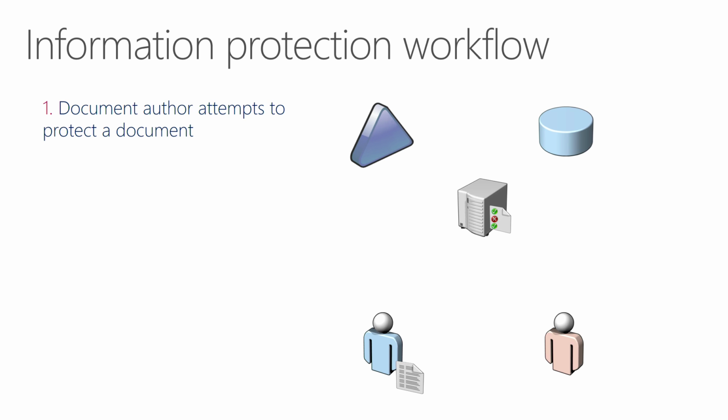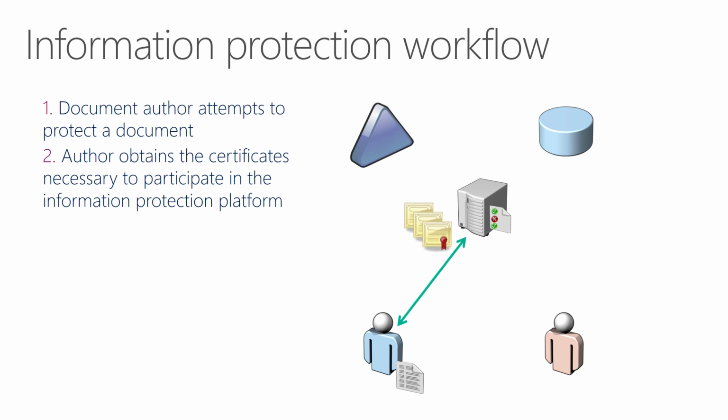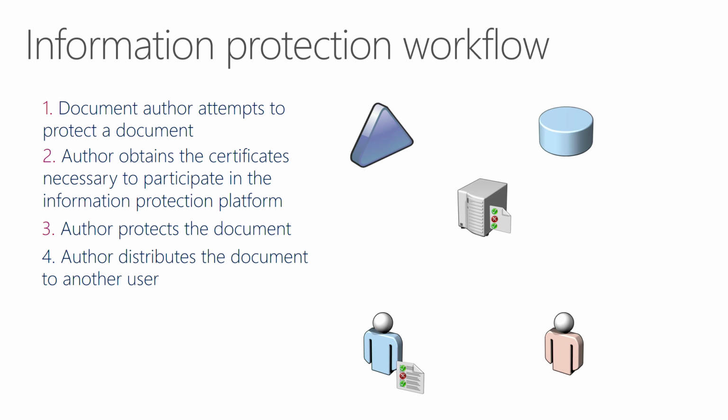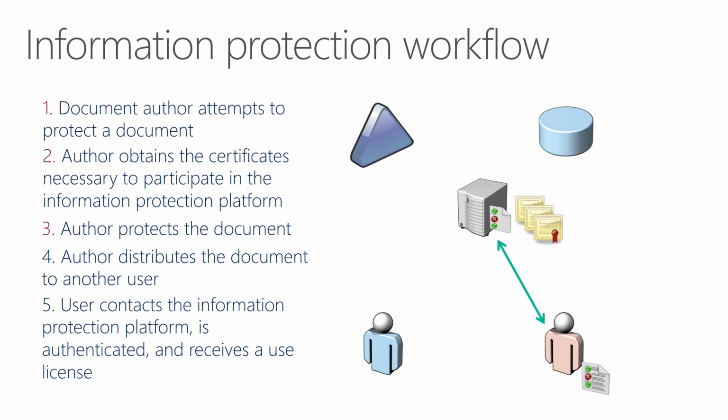I think we just repeated the diagram we discussed earlier. So when the author of this document tries to protect the document, this user will get a list of certificates from Azure RMS, and use one of them to sign the access control license, which will be embedded inside of the document. The document then will be distributed to the consumer of the document. Then this user will contact Azure RMS to receive a user license, including the encryption key to open the document.